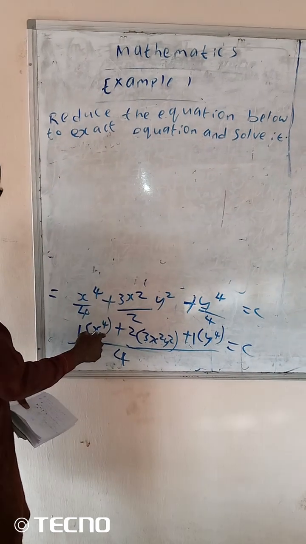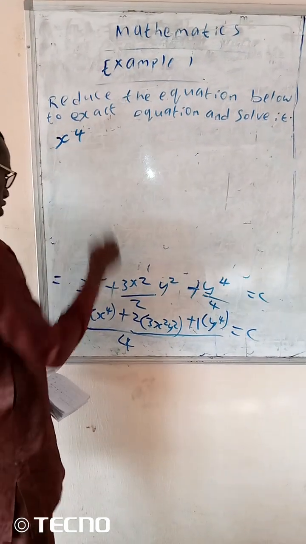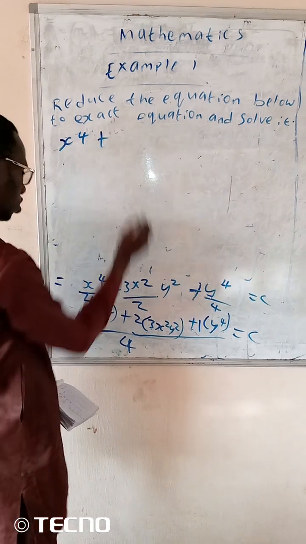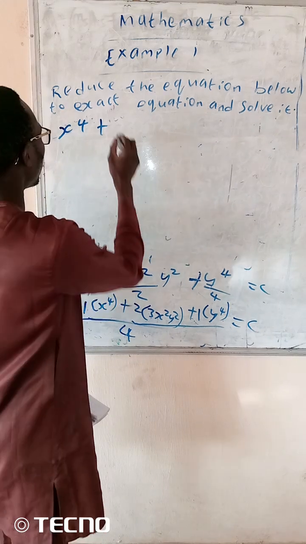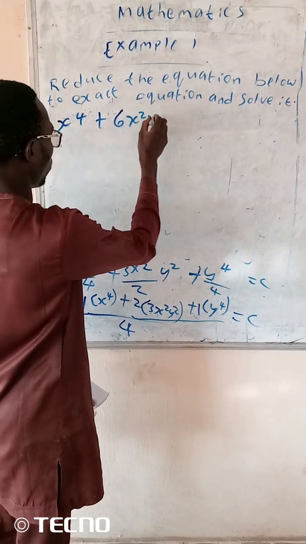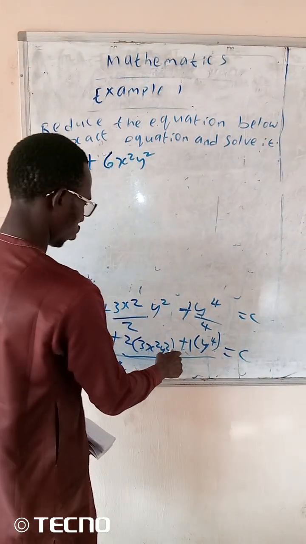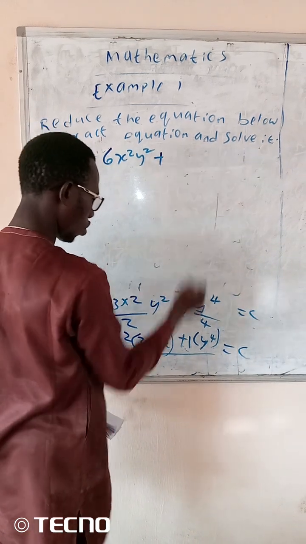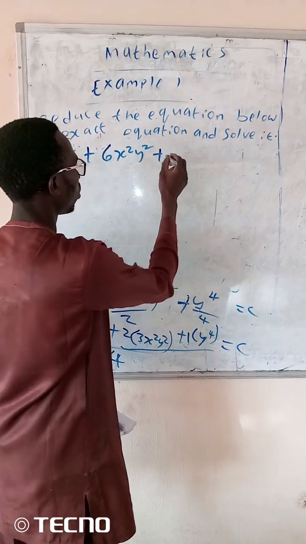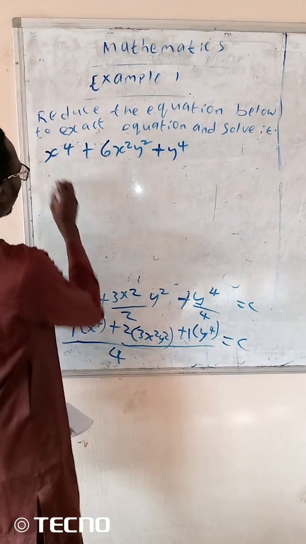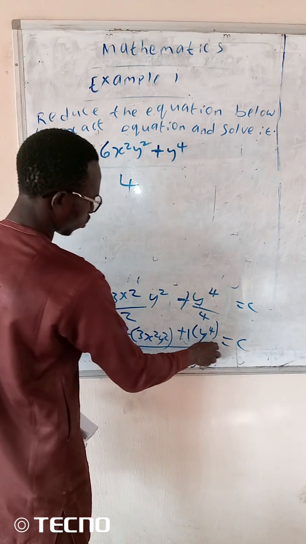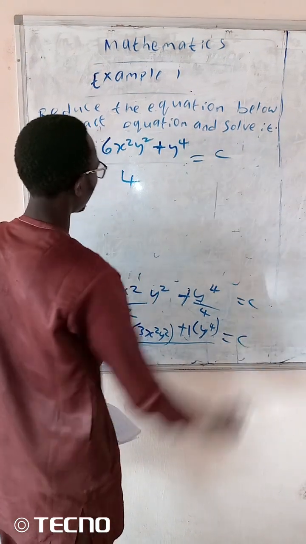1 multiplied by x raised to the power 4 is what? x raised to the power 4, plus 2 multiplied by 3x squared y squared, we have 6x squared y squared, plus 1 multiplied by y raised to the power 4 is y raised to the power 4. So we have divided by 4, equals to our constant. Our constant is 6.